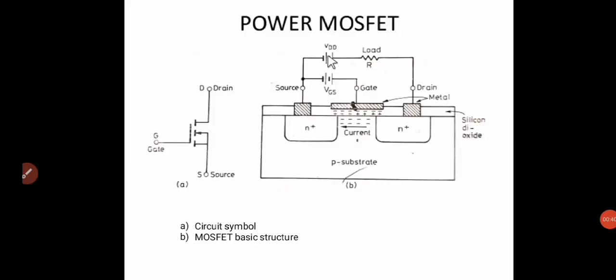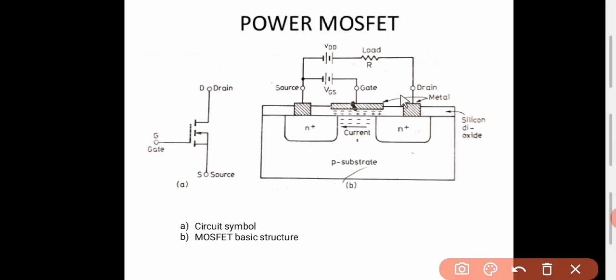So, power MOSFET. This is the basic structure of the power MOSFET. It has three terminals: source, drain and gate. So it is a three terminal device. The P substrate acts as the body, the N plus acts as the source, and the other N plus acts as the drain.